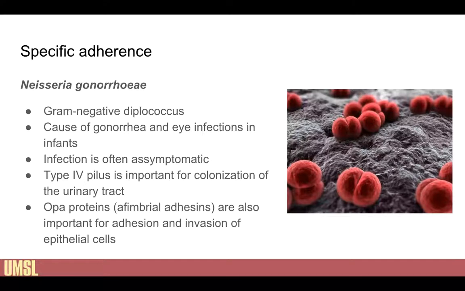This type 4 pilus that we're going to talk about is critically important for the colonization, basically adherence and colonization, of the urinary tract by this particular bacteria. And this is mediated through a family of, we'll also talk about these Opa proteins. They're afimbrial adhesins. We'll talk about those at the end of today's lecture. But we'll first start talking about the type 4 pilus.